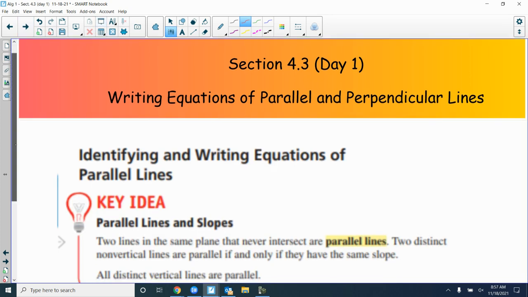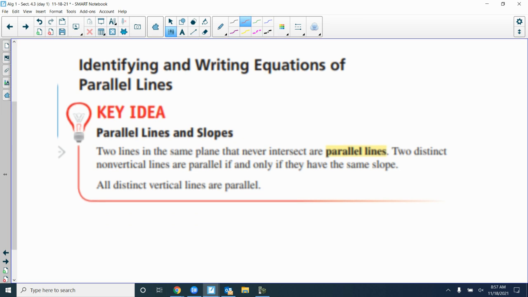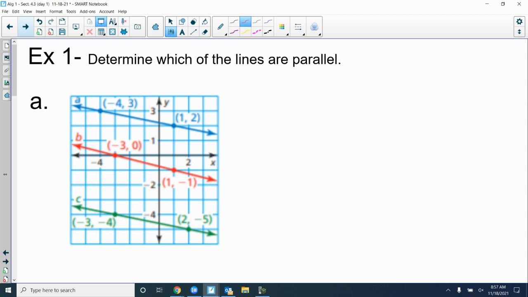But right now, we're going to deal with parallel lines. Two lines in the same plane that never intersect are parallel lines. Two distinct non-vertical lines are parallel if and only if they have the same slope. So you can go both directions. That is the key: same slope.